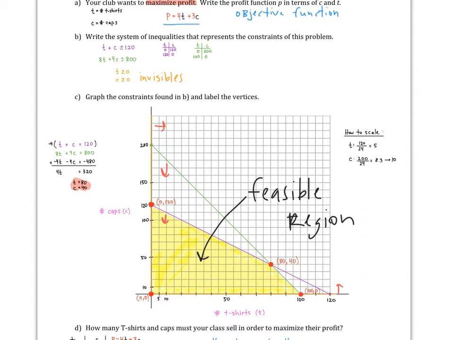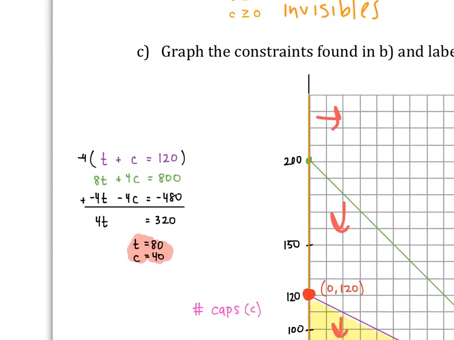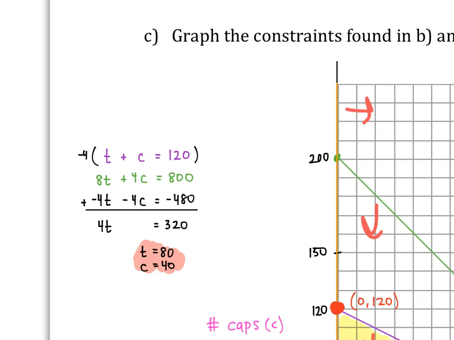Now some are very easily identifiable. I know that this point is (0, 120), so we label it. This is (0, 0), label it. This point over here is (100, 0), we label it. We don't technically know this one yet. So we have to prove what this vertex is, what this corner is. I know that this is the intersection of my green and my purple inequalities. So I'm going to focus on those and figure out the intersection between the purple and the green.